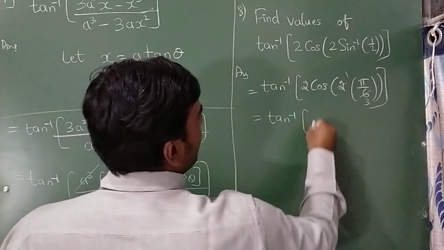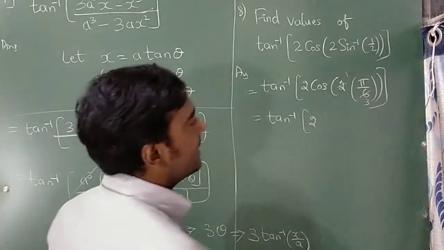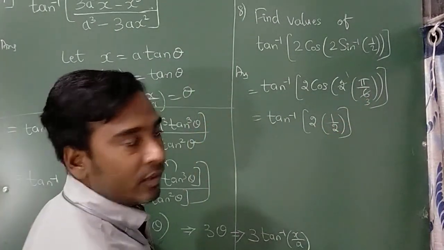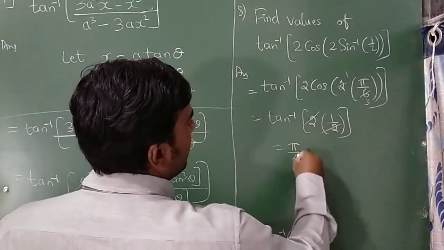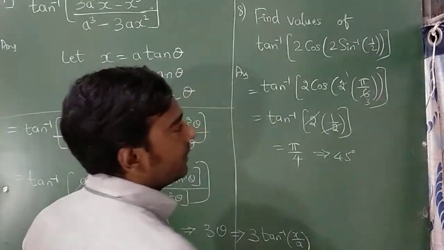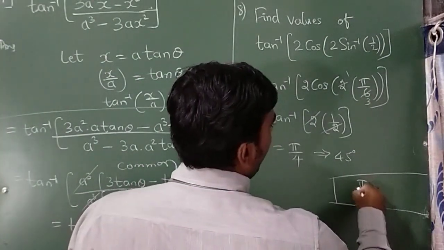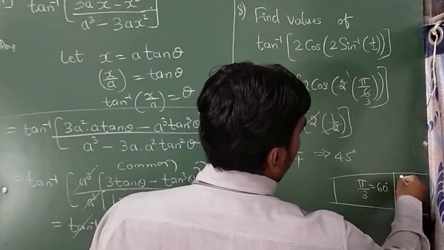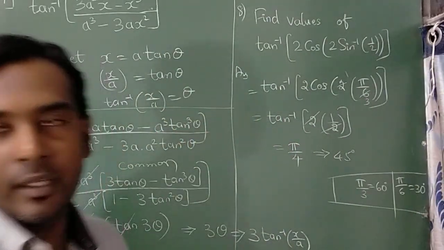Now 2 ones are 2, 3 sixes are 18. So tan inverse of 2 cos pi by 3: pi by 3 is nothing but 60 degree. So cos 60 is 1 by 2. Fine. 2 and 2 get cancelled. Tan inverse of 1 is how much? Pi by 4. That's nothing but 45 degree. Fine. Now for you to remember, pi by 3 is nothing but 60 degree and pi by 6 is 30 degree. Okay.